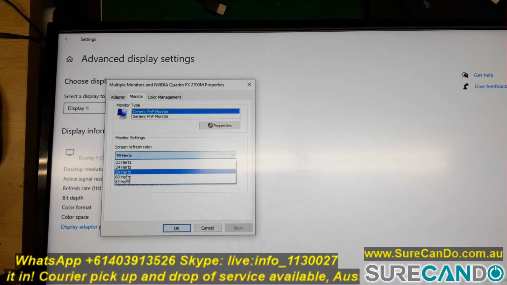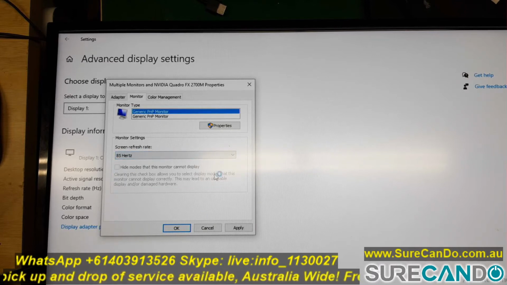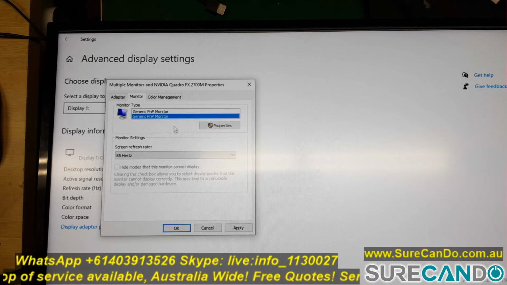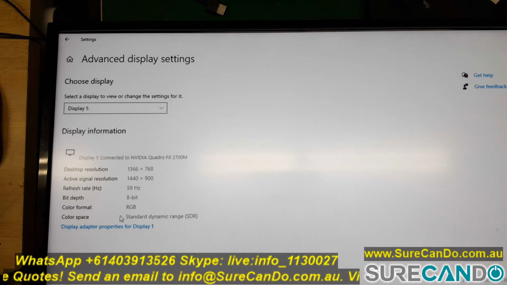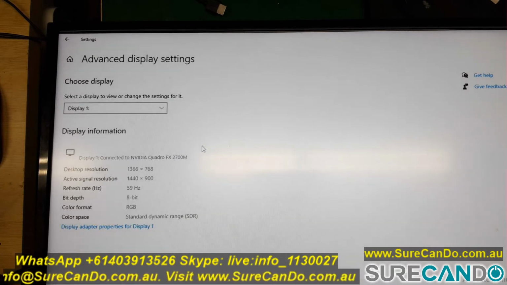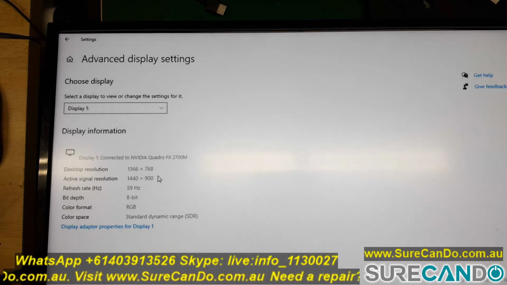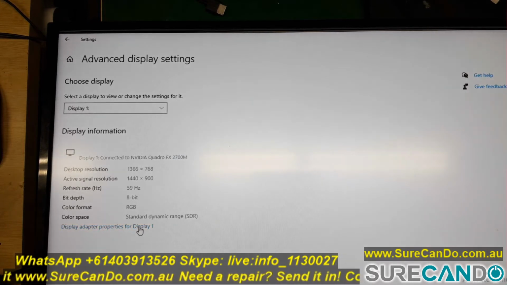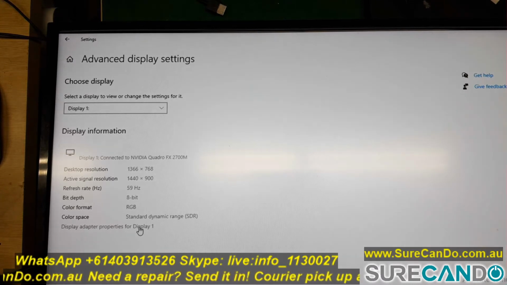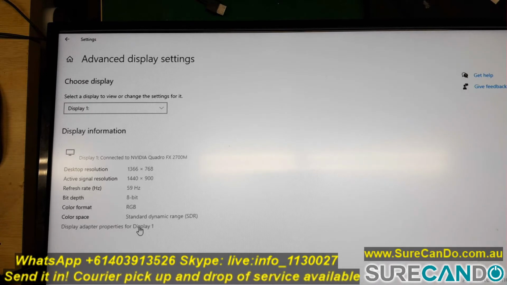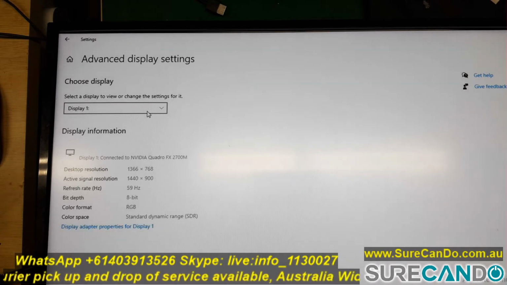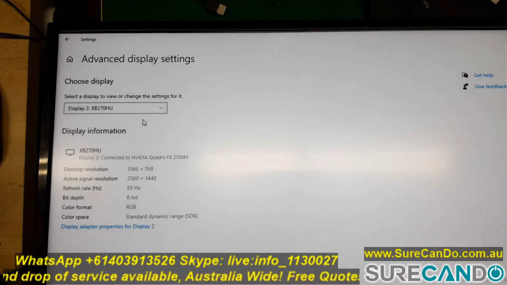Oh, by the way, let's just make sure we're looking at the right monitor, because maybe I'm mirroring. What if I first, okay, let's try that first. So this is the NVIDIA Quadro FX 2700M. Let's go back here again. Oh, okay, display 1. Okay, what's display 2? Okay, here we go, sorry. So we want to change the display adapter properties for display 2.